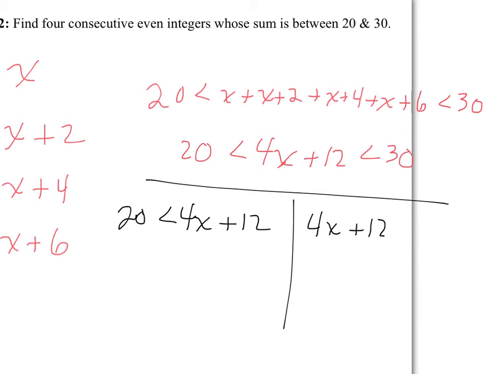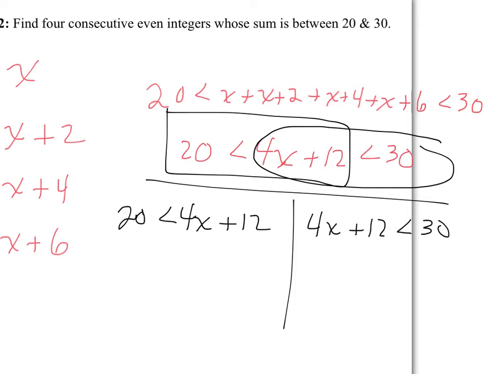Good. So remember, you're going to use this portion of it once, and you're going to use this portion of it once. Okay, and you break them up. So that middle term gets repeated, but the endpoints stay the same. And then you just solve. Subtract 12 on the left-hand side, divide by 4. You're going to get 2 on this one, where x is greater than 2, it looks like. And on the right-hand side, subtract 12 gives you 18, divided by 4 gives you 4.5.